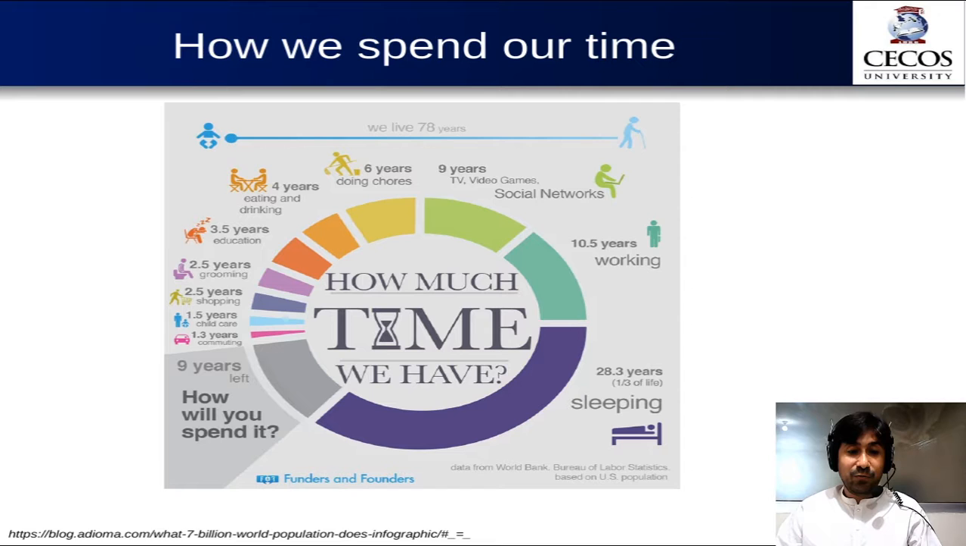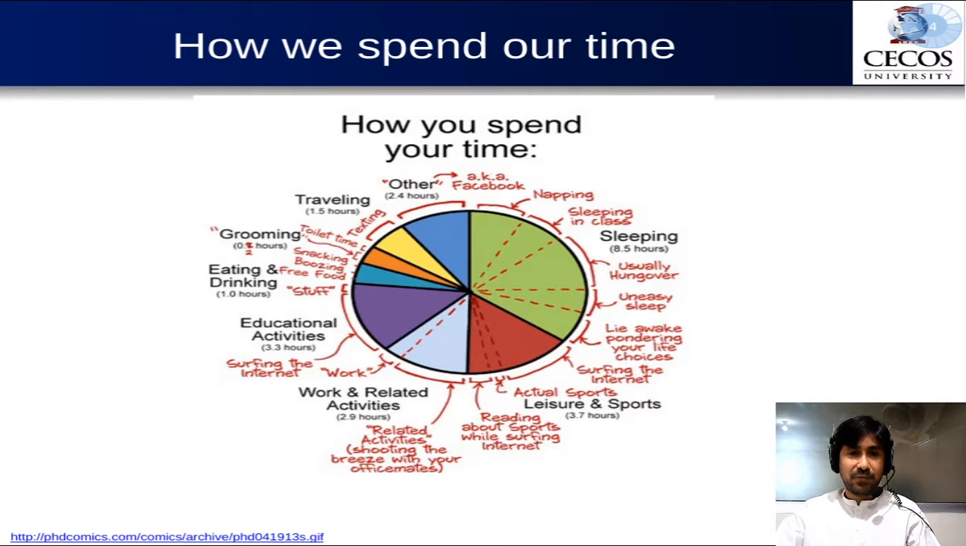Similarly, we spend 2.5 years in grooming, like doing things in the washroom. And we also spend a large amount of time sleeping, 28.3 years, which is almost 1/3 of our life. This statistic shows that we spend a large amount of our time doing nothing. However, today we are so much dependent on social networks. So this is the actual statistics of how we spend our time.